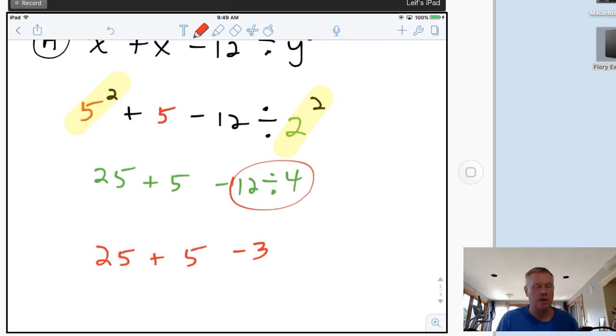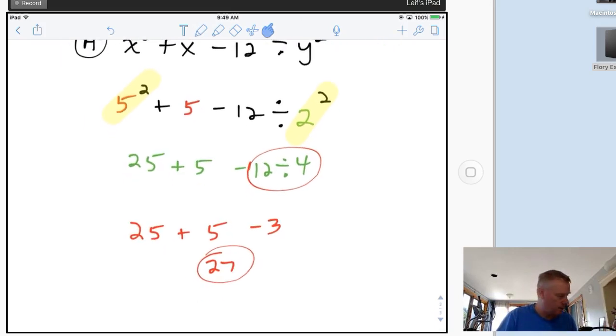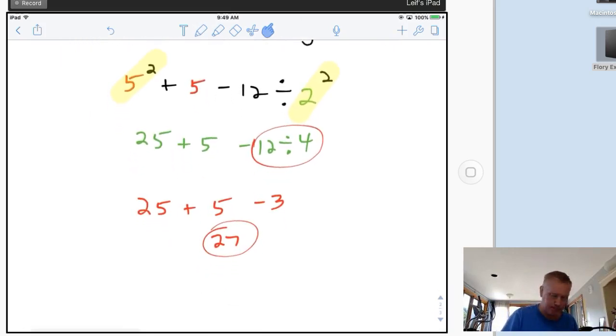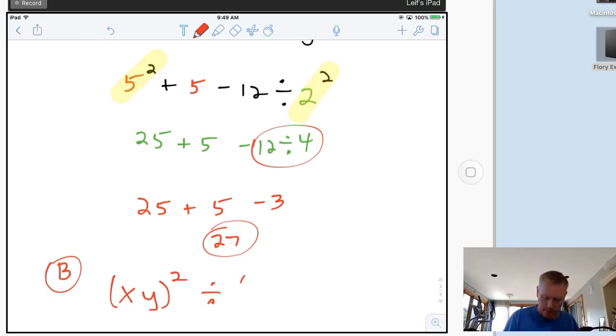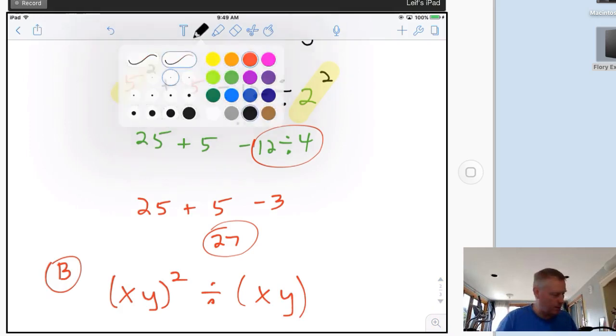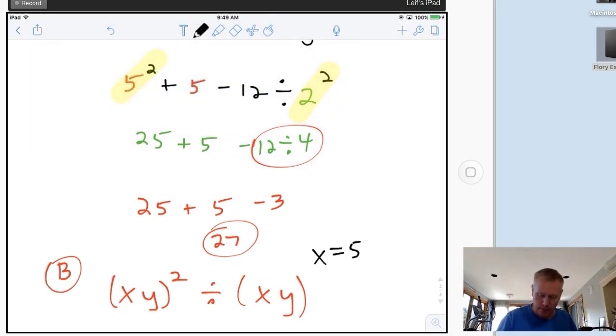And now I do addition and subtraction left to right. 25 plus 5 is 30. And 30 minus 3 is 27. That's the answer. So that was A. Now here's B. Evaluate x, y squared divided by xy. And the same directions as up there. So x still equals 5 and y still equals 2, all right?